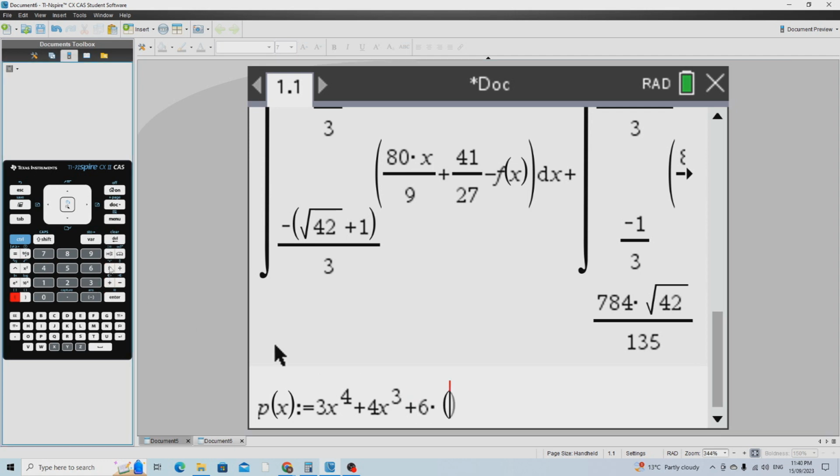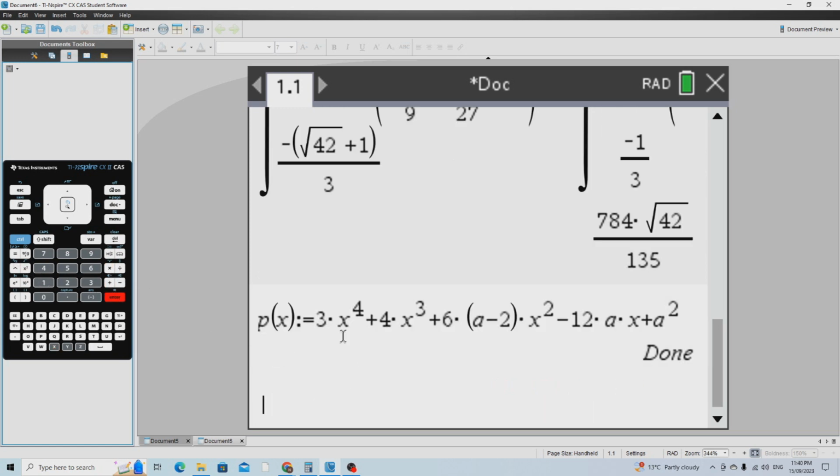We'll a minus 2 times x squared minus 12a times x plus a squared. Is that right? Just double check it. Plus 6a minus 6. So perfect. State the values for where f of x and p of x are equal.